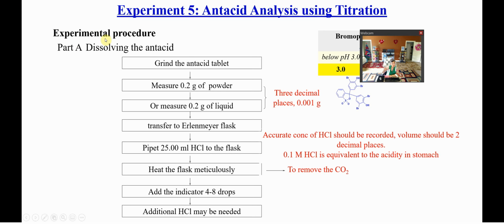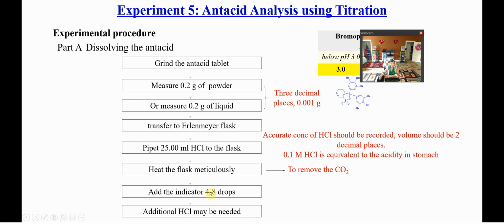You are going to essentially have two different major procedures. Part A, you are going to dissolve your antacid. I call it digestion. So you are going to grind your antacid tablets. You measure 0.2000 grams, making sure to record 3 decimal places, of either the powder or liquid of the antacid. And then you transfer this into an Erlenmeyer flask, and then you pipette 25 milliliters of hydrochloric acid into this Erlenmeyer flask, and then you heat it slowly and meticulously in order to remove the carbon dioxide.